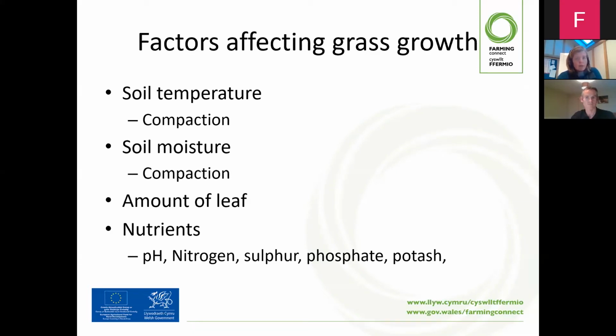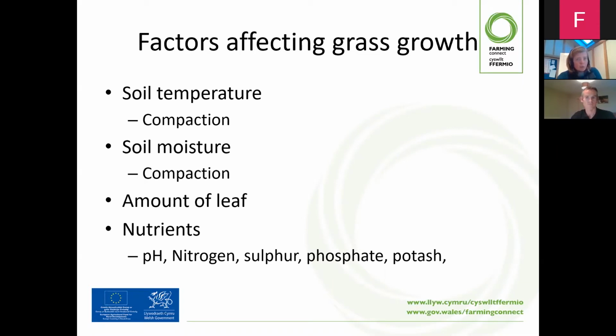What does also affect soil temperature is compaction. If you've got soil structural issues, it can hold the moisture in, therefore lowering the temperature artificially. So that's just worth thinking about: if there are certain fields that have struggled more than others, it might be worth having a look from a soil structural perspective, which we'll talk about in a second.